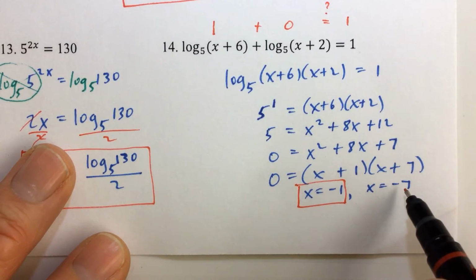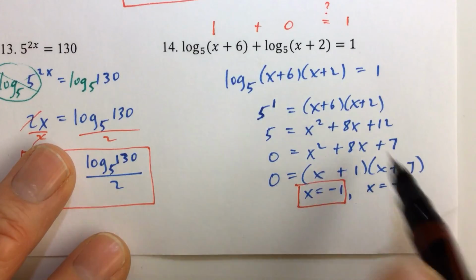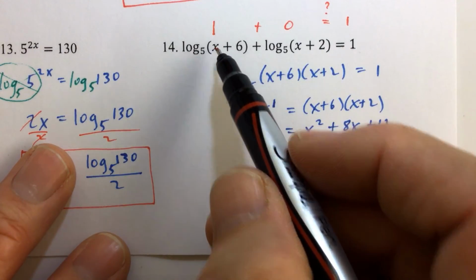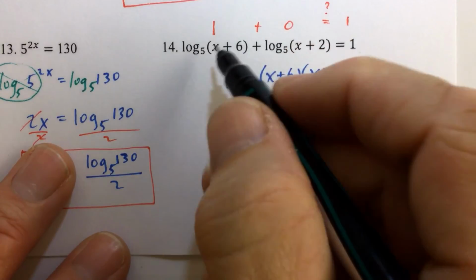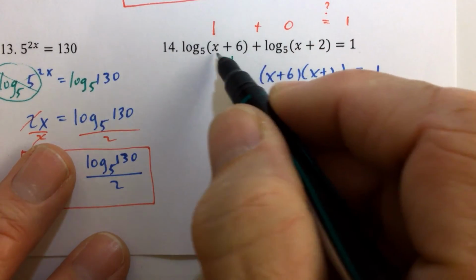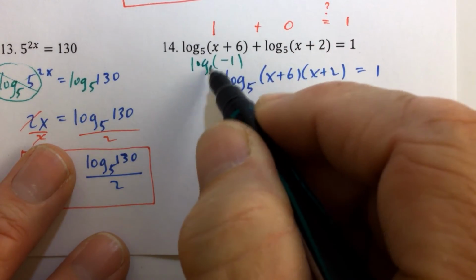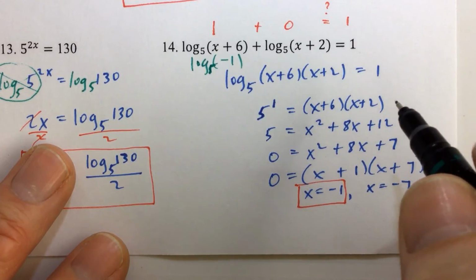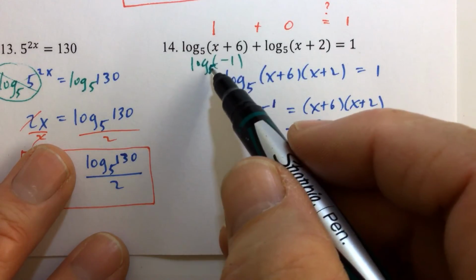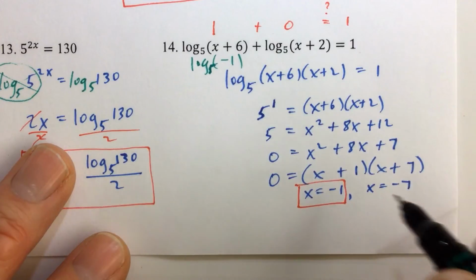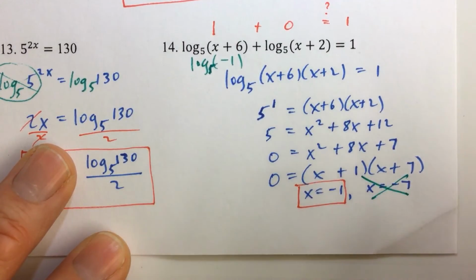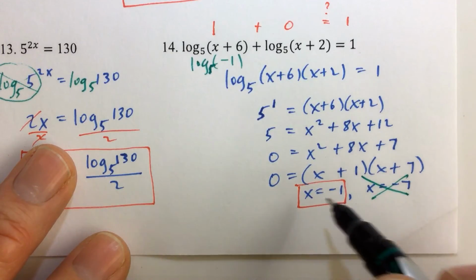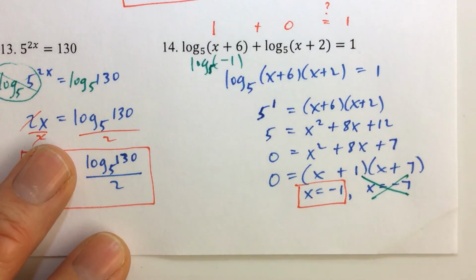Likewise, we want to check negative 7. Well, if we check negative 7 and we replace x with negative 7, that means we're going to be getting negative 7 plus 6, that's negative 1. If we try to take the log of a negative number, we'll be unsuccessful because you're not allowed to take the log of a negative number. You're not even allowed to take the log of 0. So log base 5 of negative 1 does not exist. So therefore, x equals negative 7 is an extraneous solution. So therefore, x equals negative 1 is the only solution.